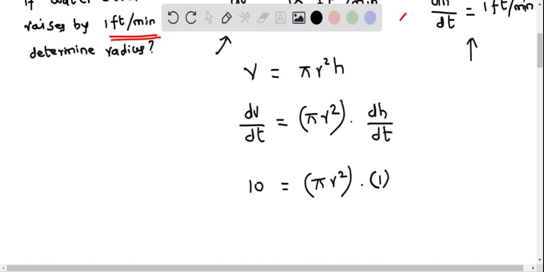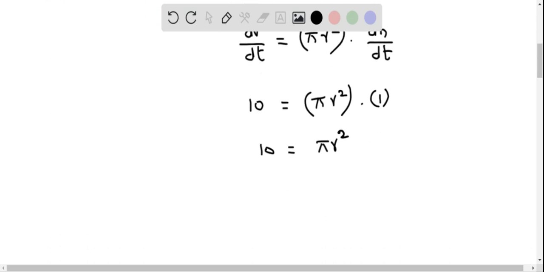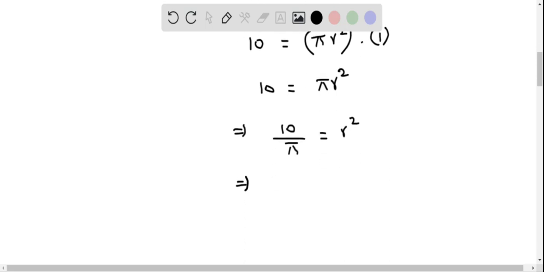So now I have to solve for the radius. So 10 equals pi r squared. Now I can divide both sides by pi. So this implies 10 over pi equals r squared. I can take the square root on both sides so that I can solve for the radius. So this will become the square root of 10 over pi equals the radius. So therefore, the corresponding radius when the water level increases by 1 foot per minute is the square root of 10 over pi.